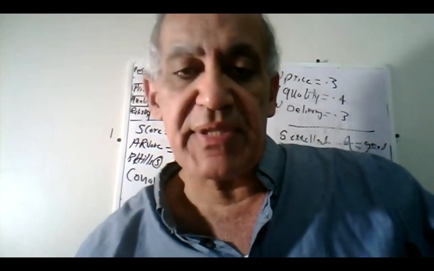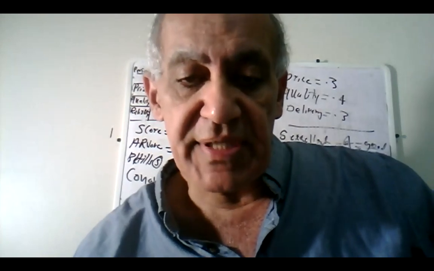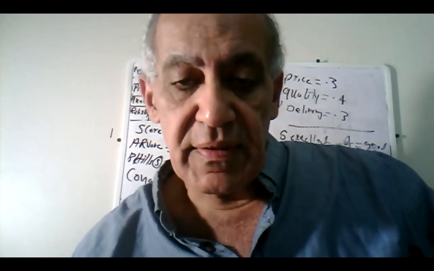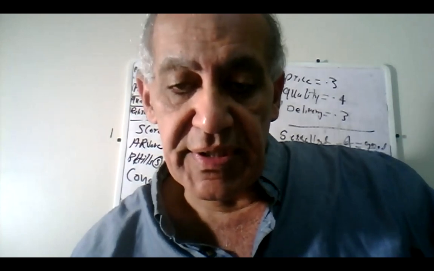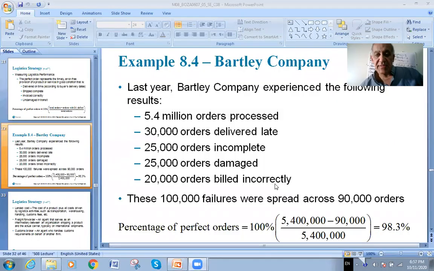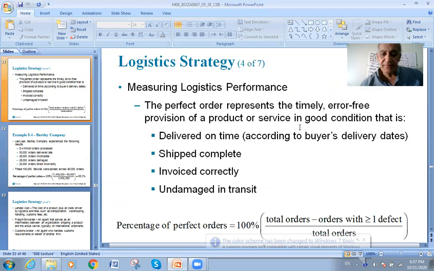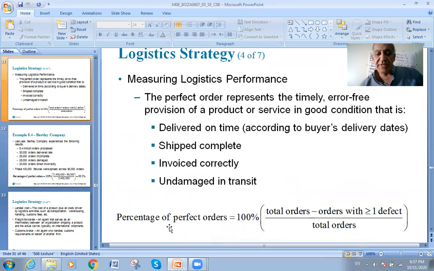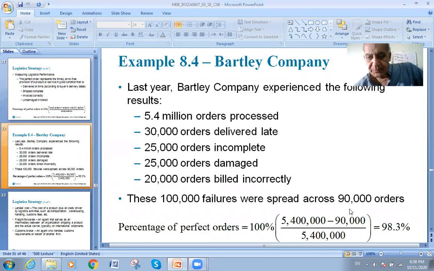Let us go to the example directly. Here is the example back. Here is the law. So percentage of perfect orders equals 100% multiplied by total orders minus orders with defects, divided by the total orders back. So here we go.